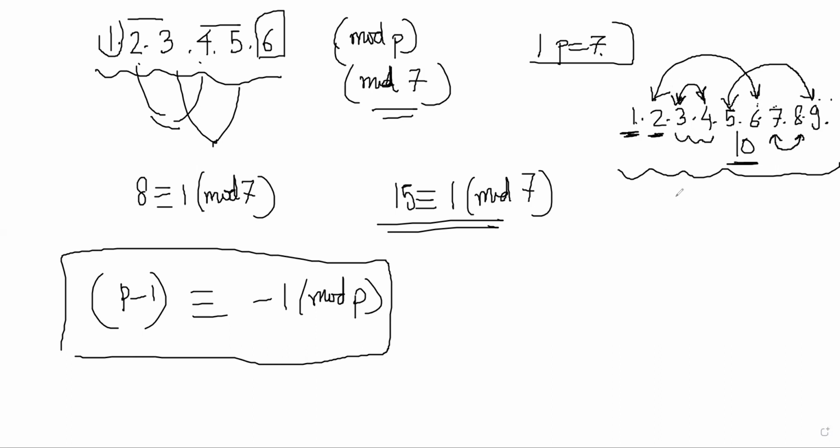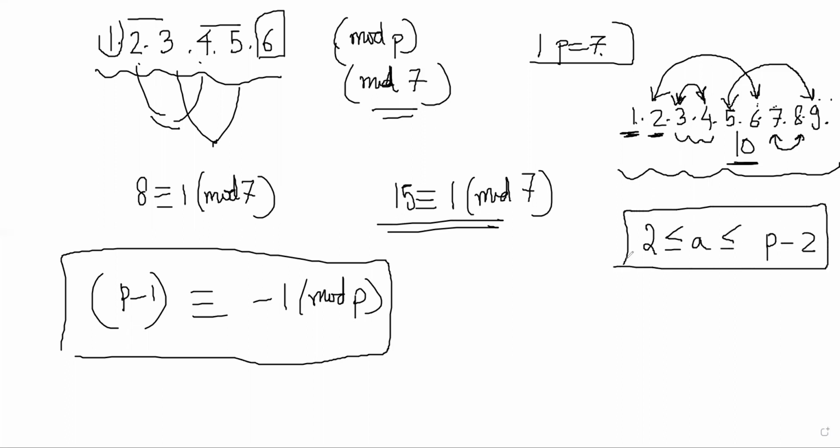All the internal terms, all the terms from 2 to P minus 2, you will always be able to find pairs such that the product of them is 1 mod P, right? Are you getting it? But why do we find such pairs?